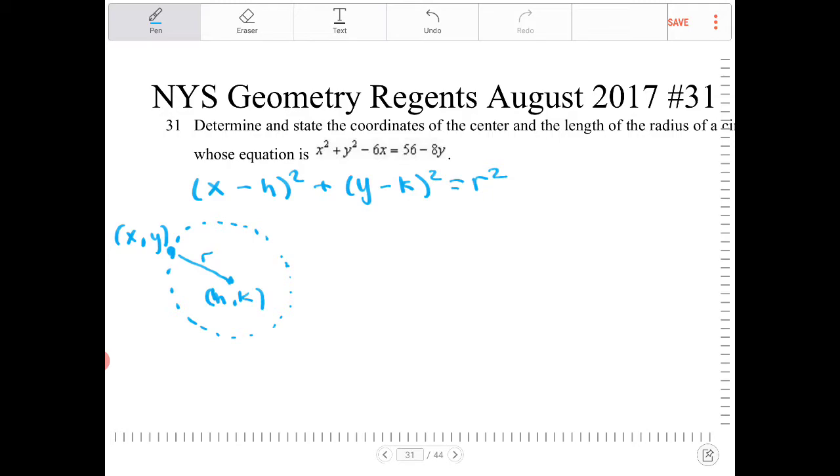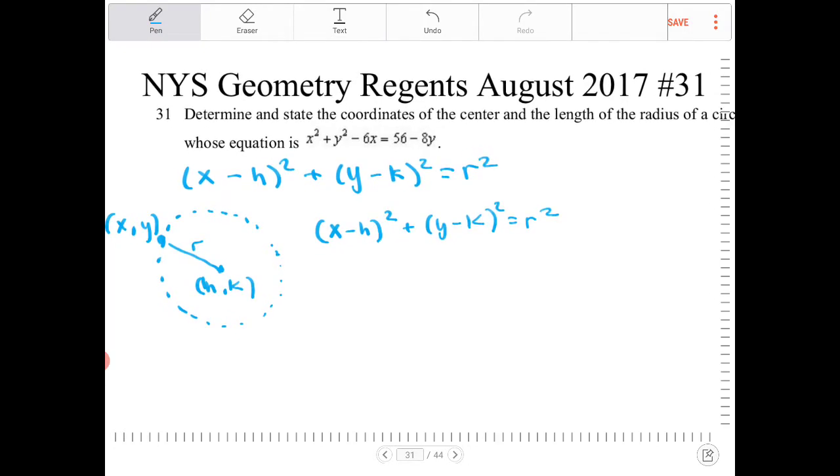How do we describe all the points that are going to be r distance away from h comma k? Well, that's just the use of the distance formula or the Pythagorean theorem, however you want to put it. It's x minus h squared plus y minus k squared is equal to r squared.